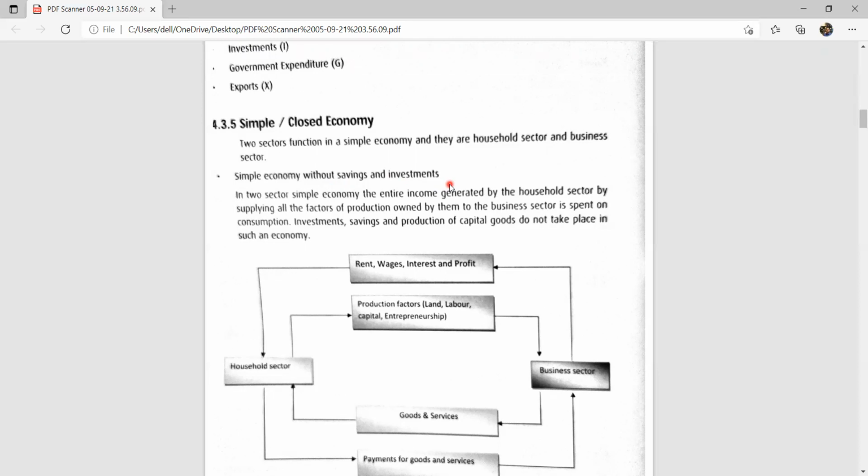In the two-sector simple economy, the entire economy is generated by the household sector by supplying all factors of production owned by them. The business sector spends on consumption, government spending, investment and savings; production of capital goods does not take place in such an economy.